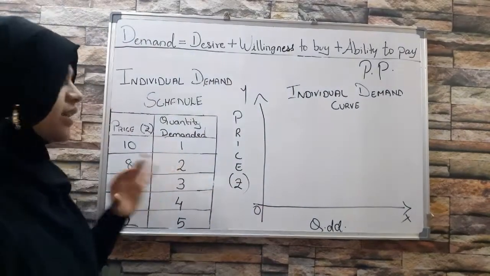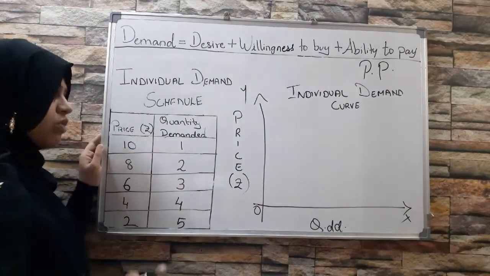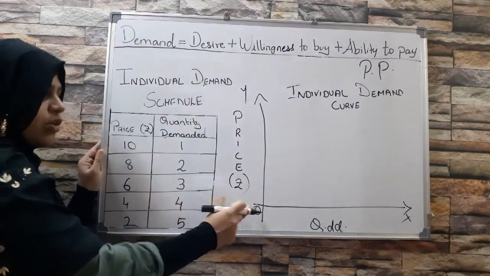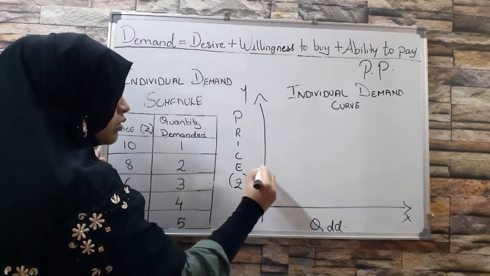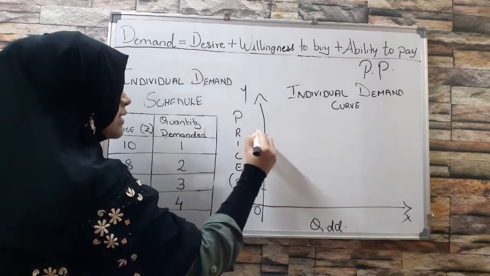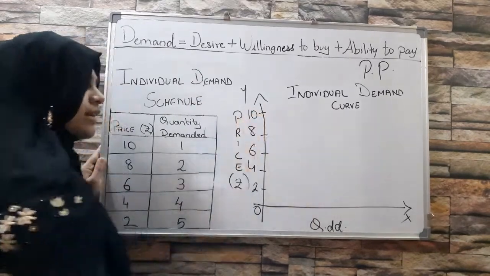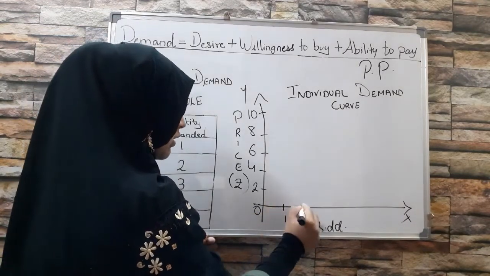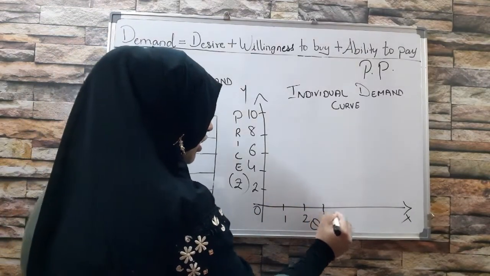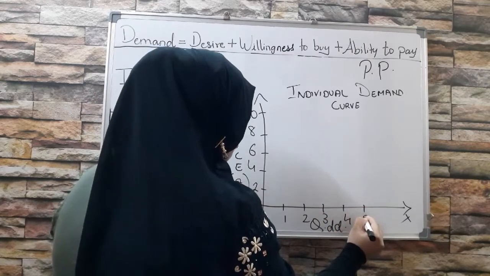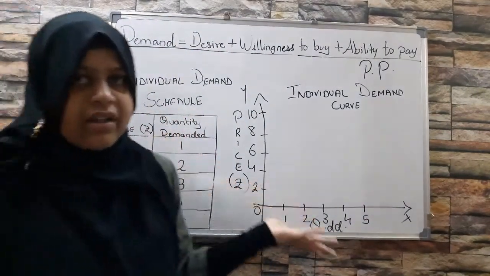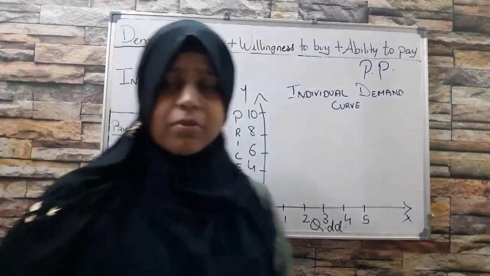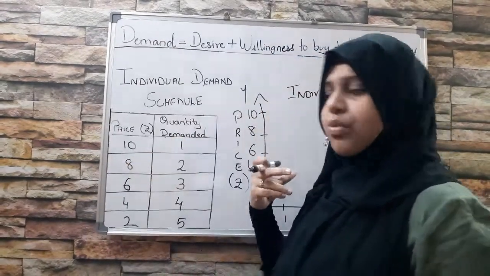Once you read this schedule, you will see that the price goes up to rupees 10. So beginning from 0, we have 2, 4, 6, 8 and 10. On the quantity axis, beginning from 0, we have 1 unit, 2 units, 3 units, 4 units, 5 units. The product could be anything, say an apple or a mango. So let us plot this schedule on our curve.